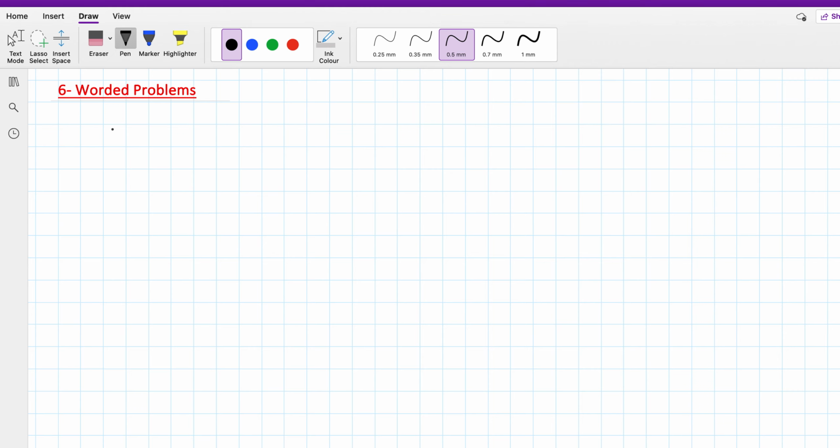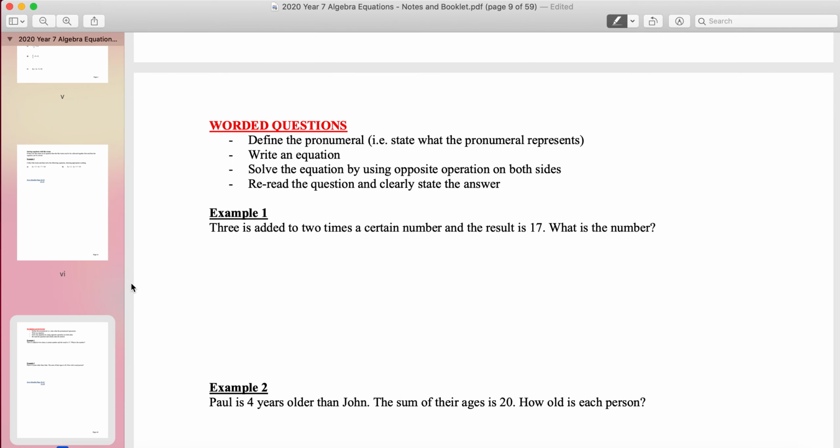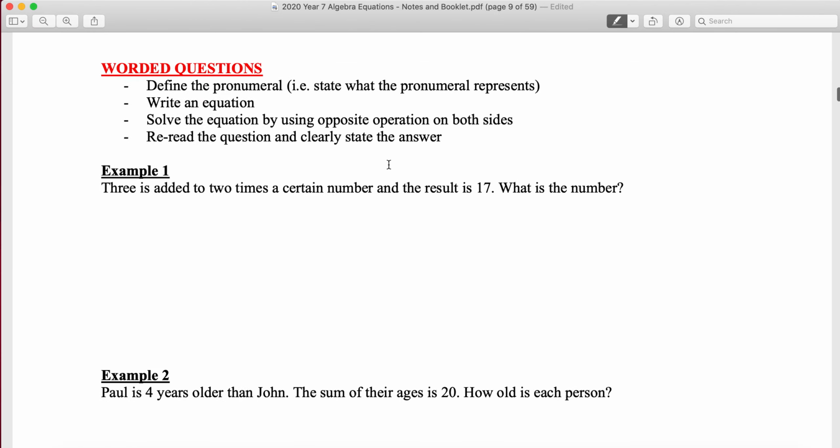So, if you go into your notes in your booklet, I think this is page 6. Let's check. Page 7 of your notes. So if I click there, is this one? Good. So worded questions.